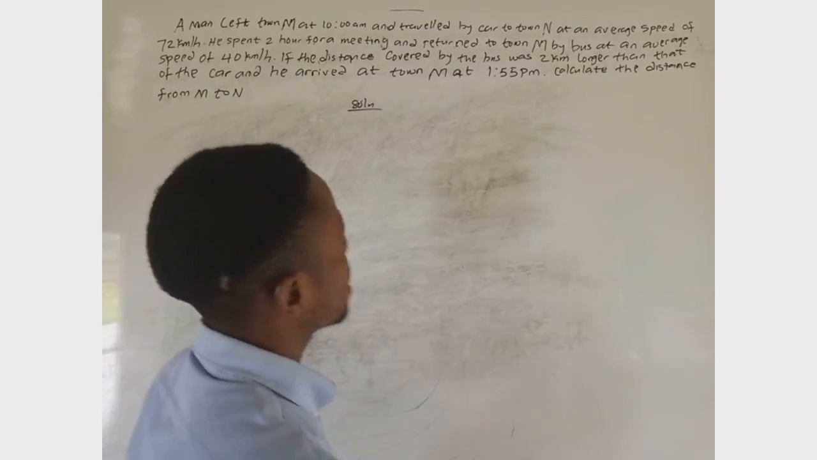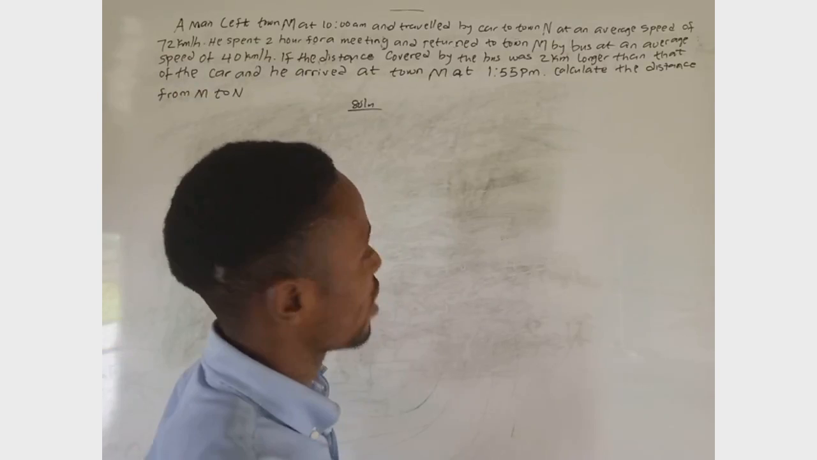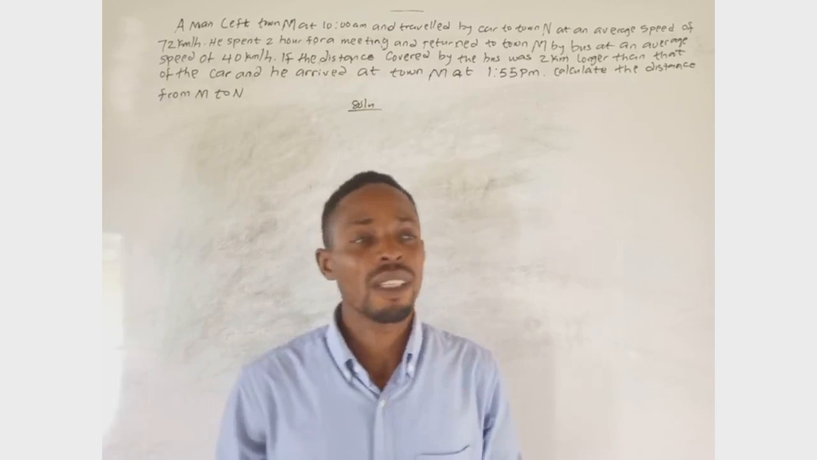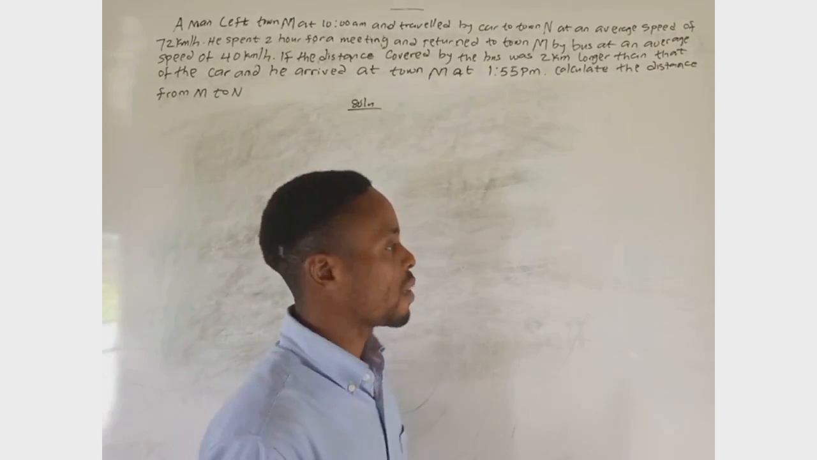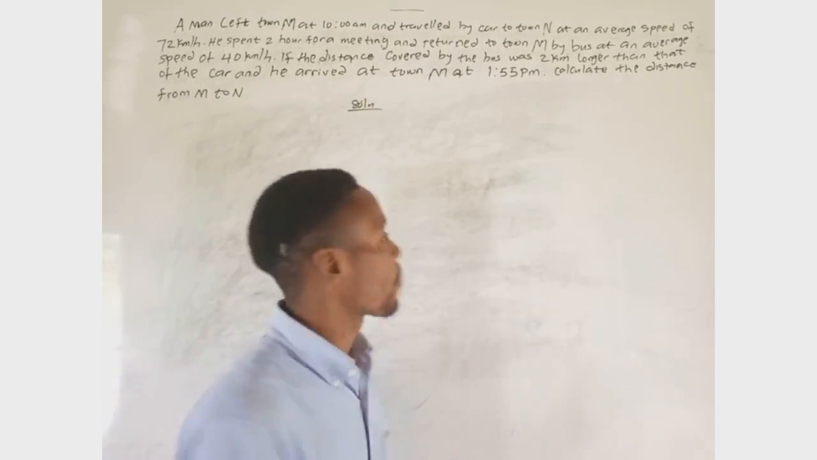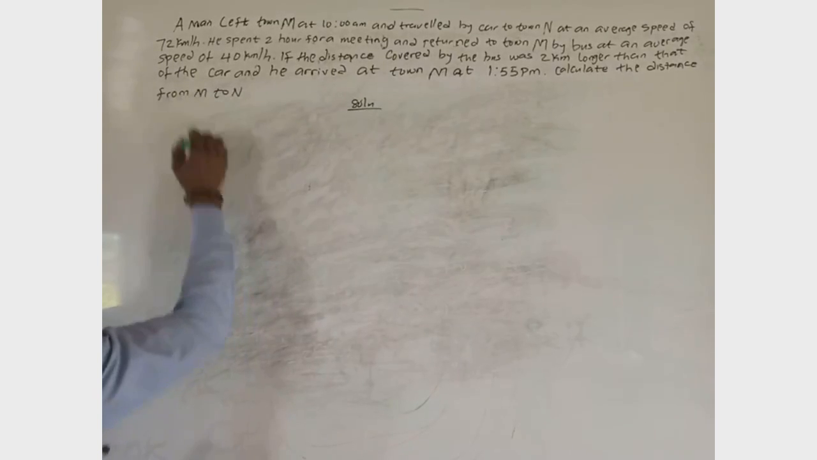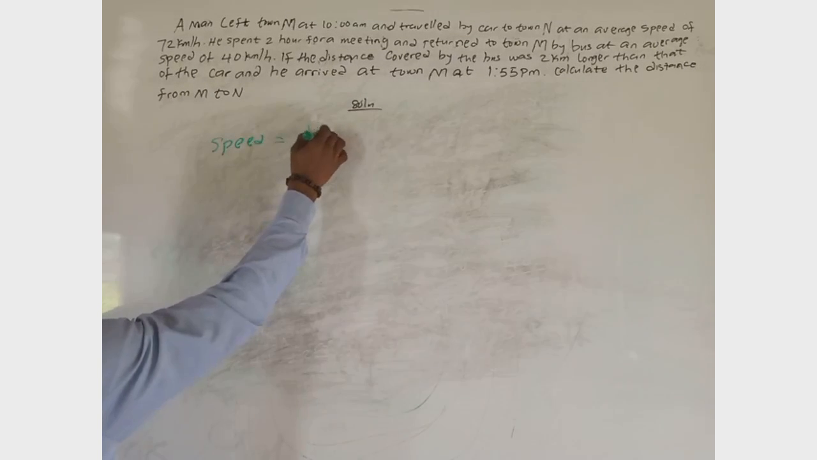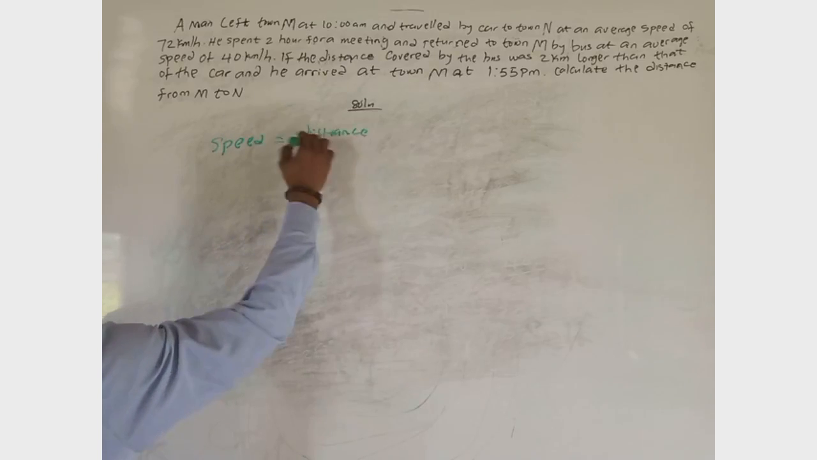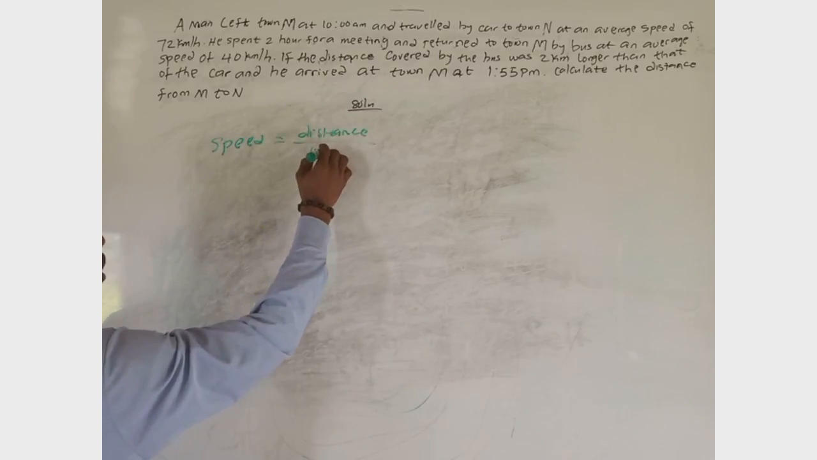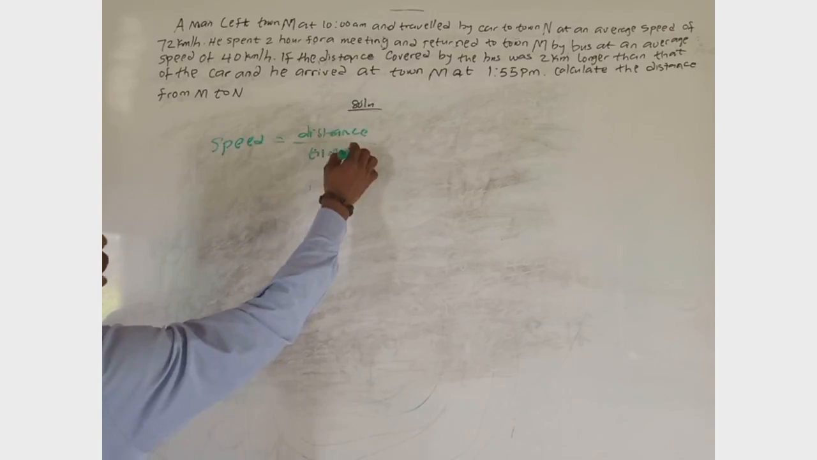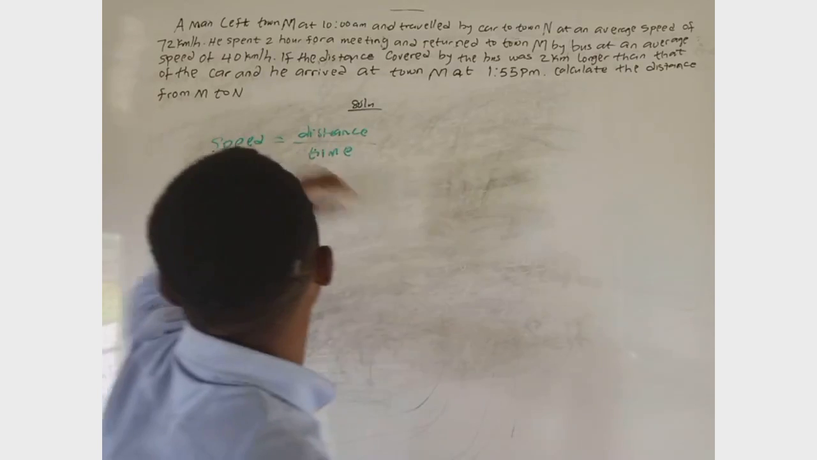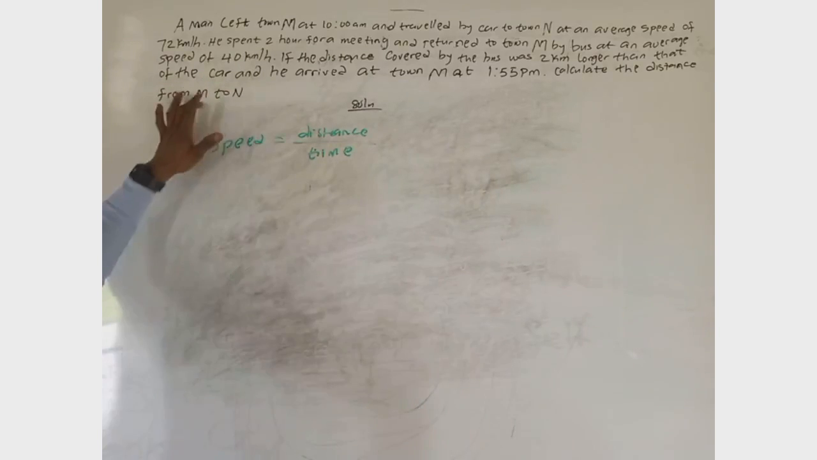If you understand this question, it is related to a physics question; we're talking about speed. Speed is given by the distance covered divided by the time taken. Speed is equal to the distance covered divided by the time taken. So here, you have to calculate the distance from M to N.